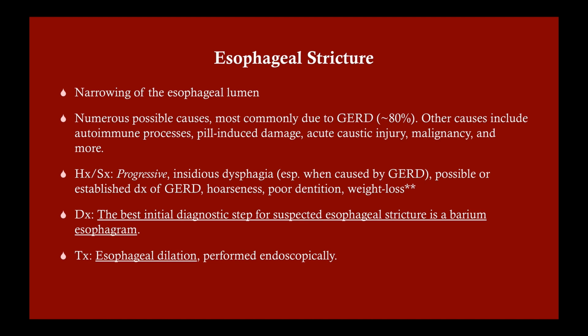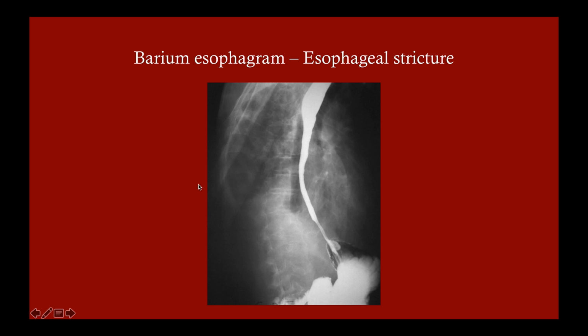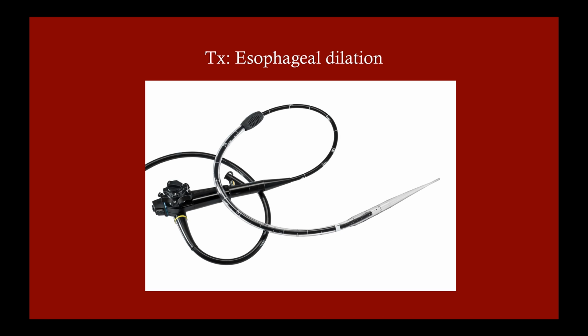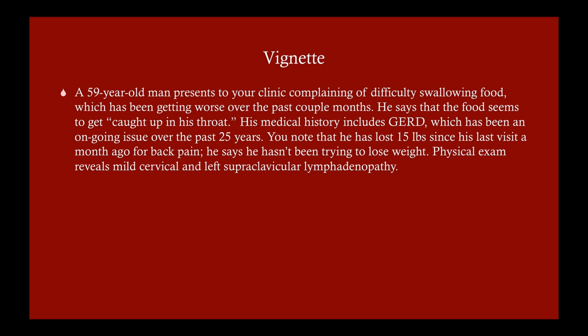Diagnosis, the best initial diagnostic step is going to be a barium esophagram. You should see the stricture quite nicely. Treatment is esophageal dilation, which is performed endoscopically. So here's the stricture. You can see a nice confluent stricture here. And the treatment is esophageal dilation. You don't need to worry about how to do that. Just know that that's the treatment for stricture.